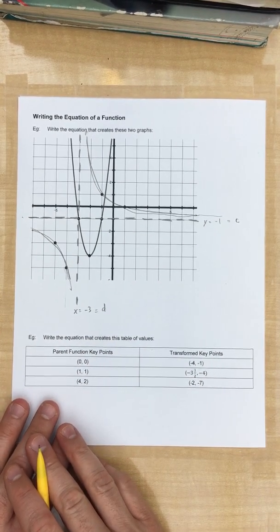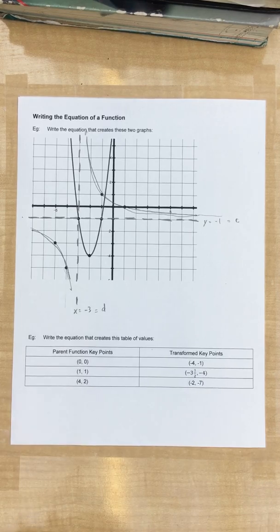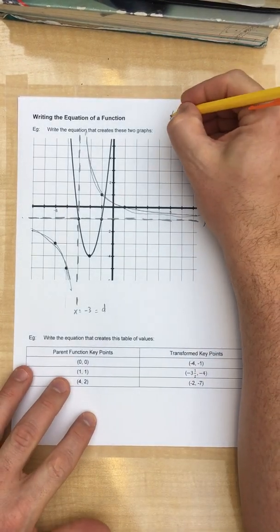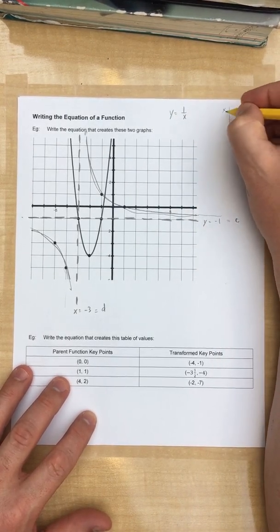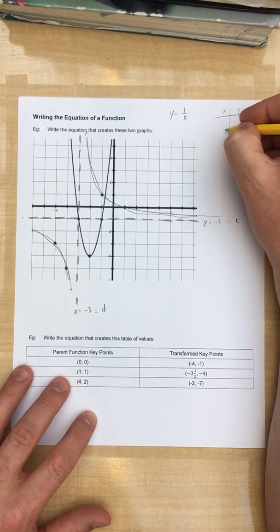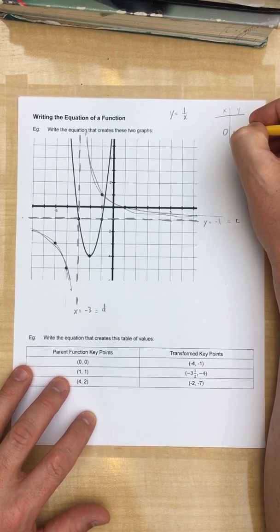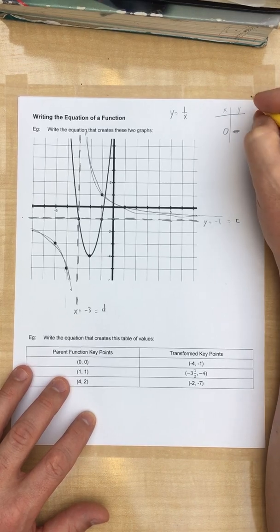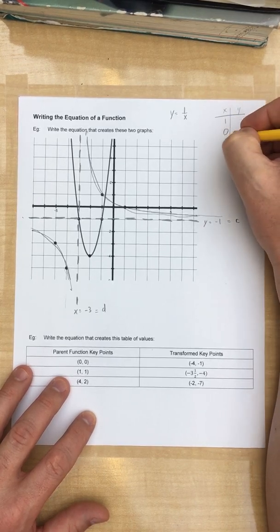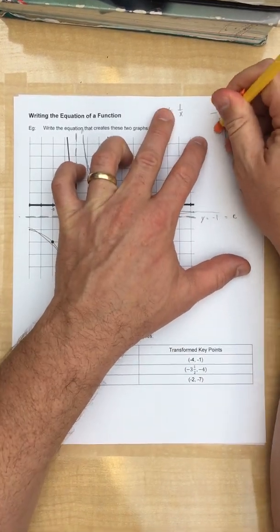Now, as far as all the other points, it's a different story. What I have, remember, for my y is equal to 1 over x function, is I have the point, well, 0, and that's where my asymptote is, right? So there's no value for 0. It's undefined. But I have 1. Oops, maybe I should make this a little bigger.